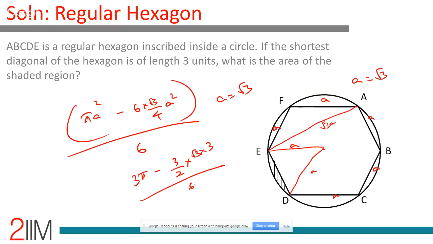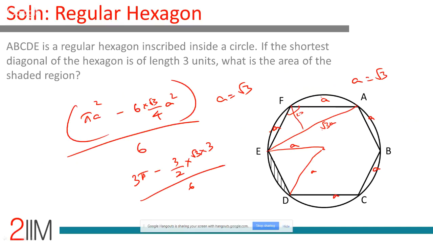Wonderful question. I'm going to go over this slightly slower. The shortest diagonal is 3 units. The shortest diagonal is the diagonal from one vertex to the vertex sitting 2 vertices away, from E to A. These two are A and A. This is 120, a 1 is to 1 is to root 3 type triangle.